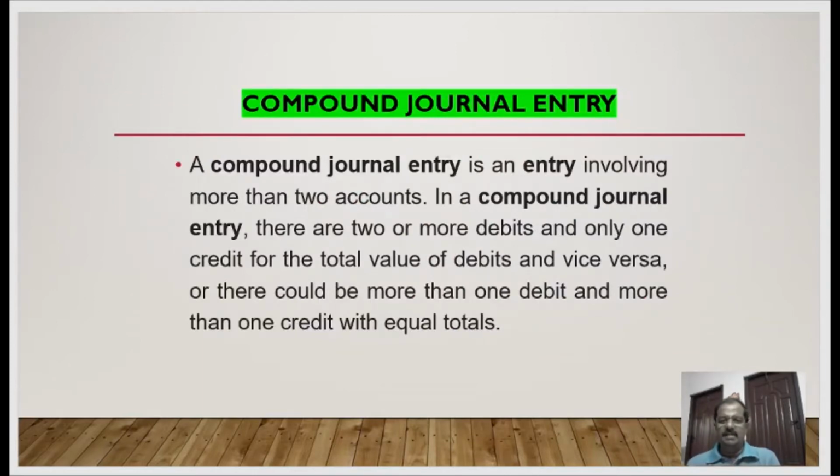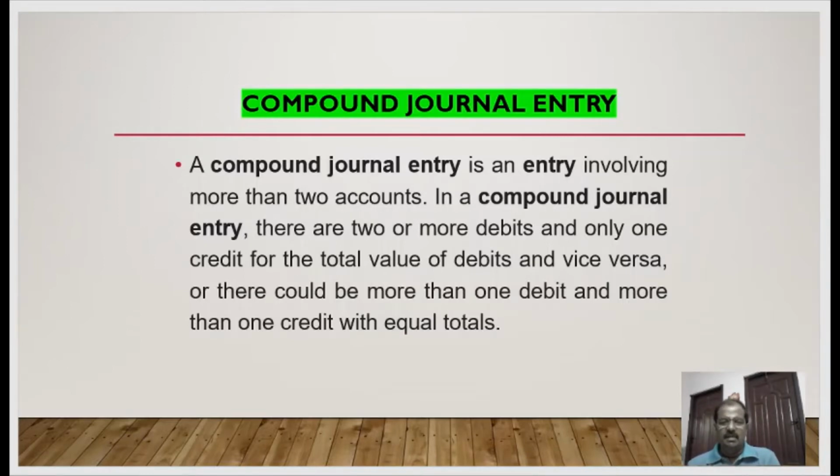A compound journal entry is an entry involving more than two accounts. In a compound journal entry, there are two or more debits and only one credit for the same total of the debit value, and vice versa. Vice versa in the sense one debit and more than one credit. So this is the second situation.